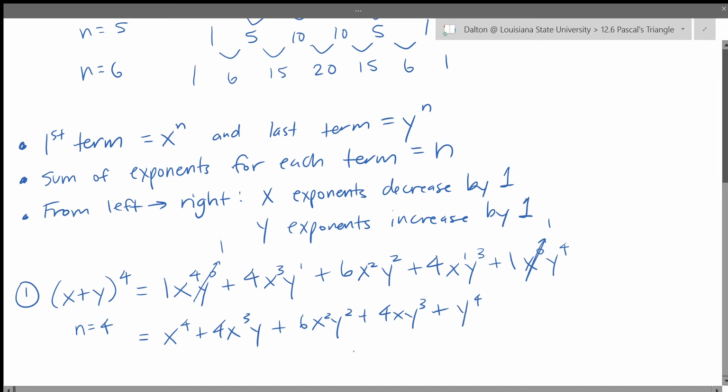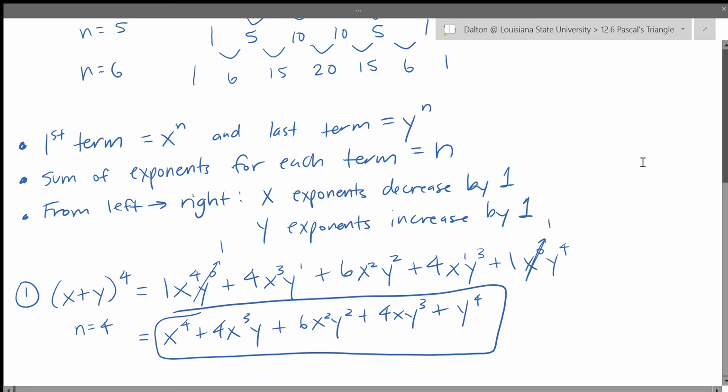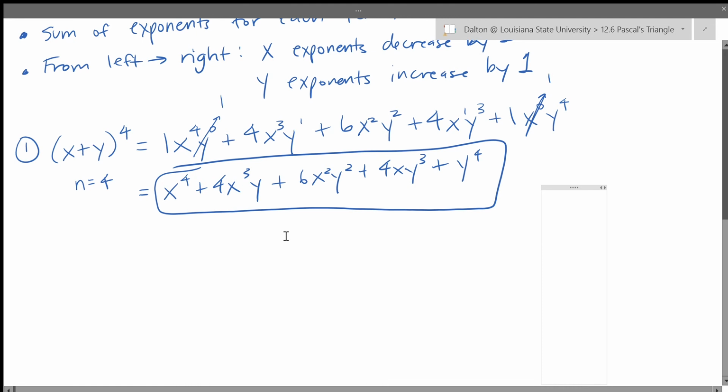So this is the expansion of x plus y all to the 4th power without having to distribute and multiply things over and over and over again. You use the Pascal's triangle for the coefficients, and then you follow these rules about what the exponents should be.